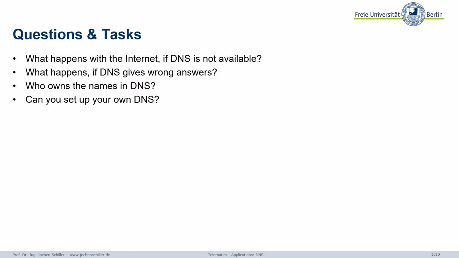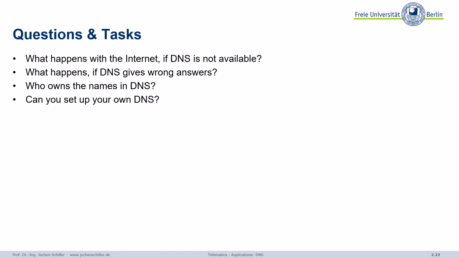Okay, so this was the introduction to DNS. Some questions. So think back, what happens with the internet if there's no DNS? You take away the phone book. What are the consequences? Does it still work? Which part works? Well, what happens? Or maybe even worse, what happens if DNS gives wrong answers? So you have a phone book with wrong entries. What happens then?